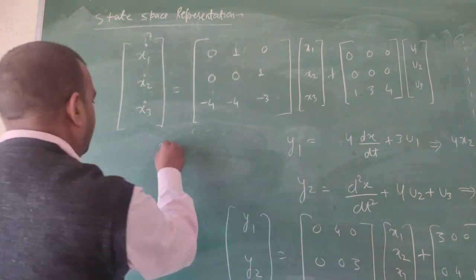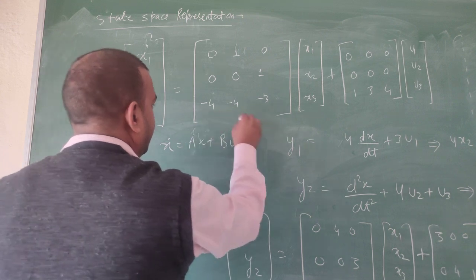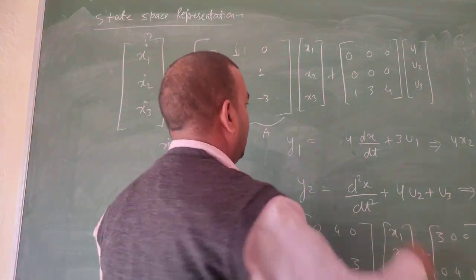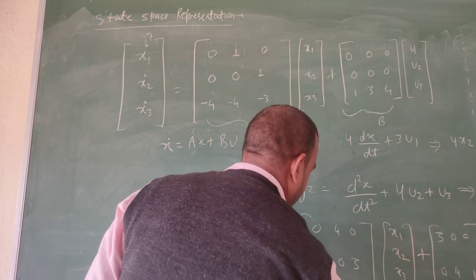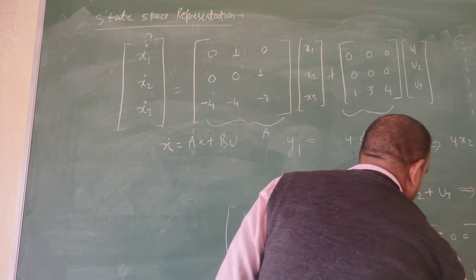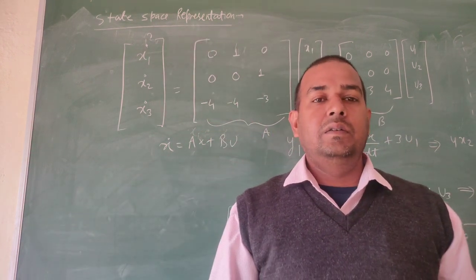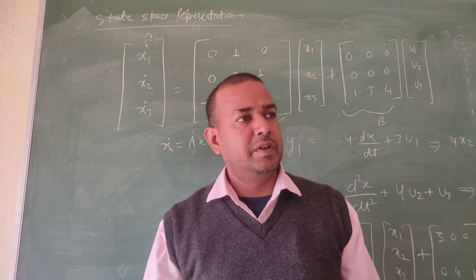So we can compare here, x dot equals Ax plus Bu. The A matrix is given here, right? So this is the A matrix, and this is your B matrix. Similarly, this is the C matrix, and this is the D matrix. So we can say that any differential equation can be easily converted into state space representation.